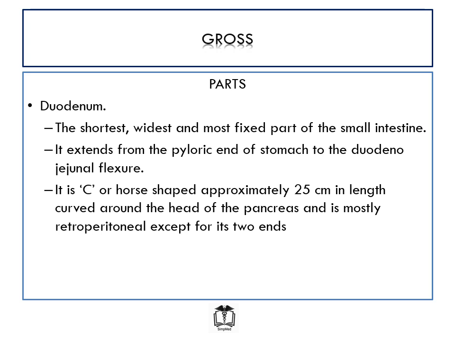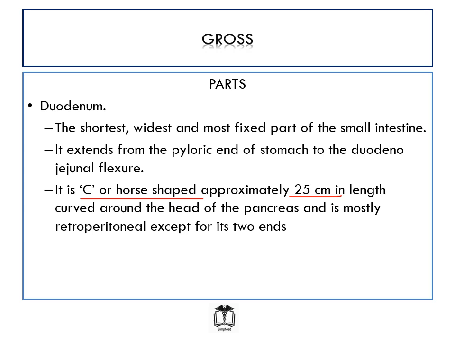Let's start with the duodenum. Duodenum is the shortest, widest, and most fixed part of the small intestine. It is the continuation of the stomach at the pylorus, so it extends from the pyloric end of the stomach, and then it ends at the jejunal flexure, where the jejunum would automatically continue. In terms of shape, it is described as a C-shaped or horseshoe-shaped structure, and that measures approximately 25 centimeters in length. So in shape, it's a C-shape. In length, it's about 25 centimeters.